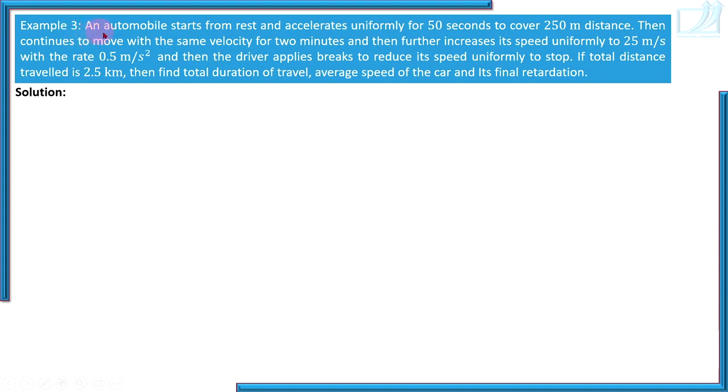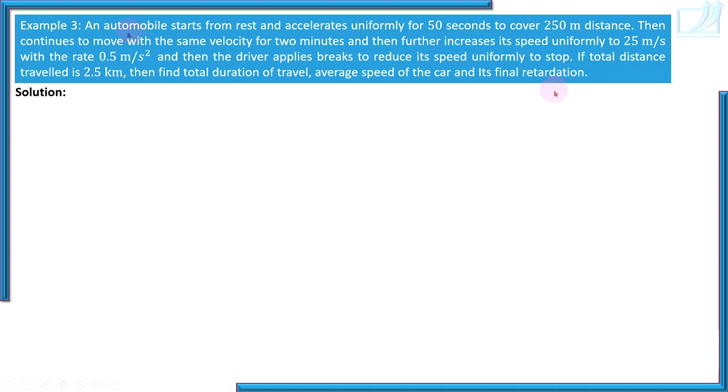Read this problem. An automobile starts from rest and accelerates uniformly for 50 seconds to cover a 250-meter distance. Then it continues to move with the same velocity for 2 minutes. And then it further increases its speed uniformly to 25 meters per second at the rate of 0.5 meters per second square. And then the driver applies brakes to reduce its speed uniformly to stop. If the total distance travelled is 2.5 kilometers, then find the total duration of travel, the average speed of the car and its final retardation.